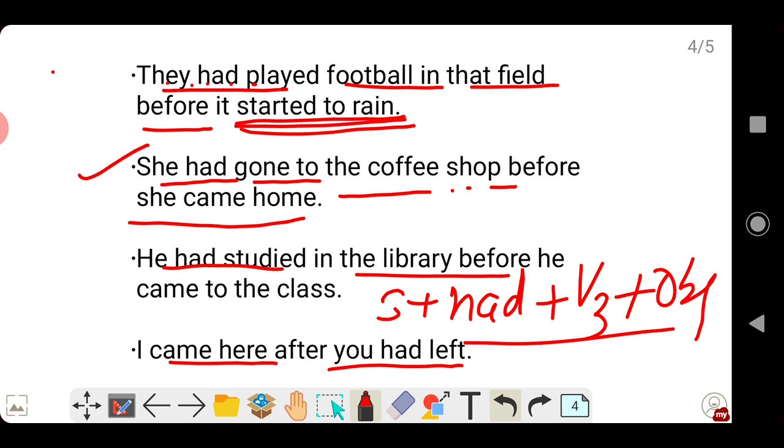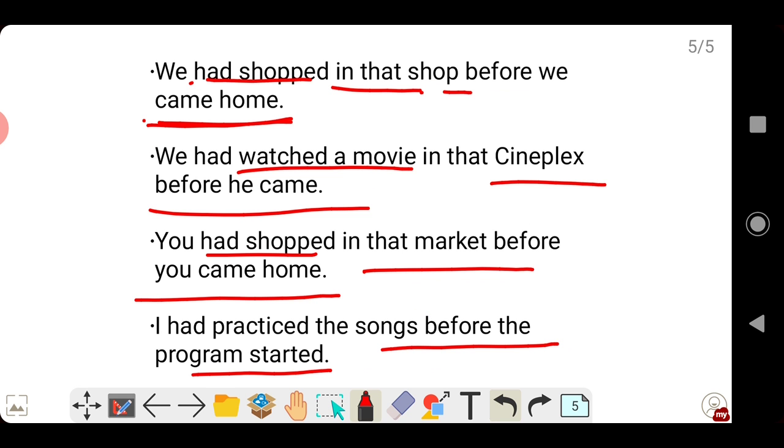Okay, so guys, those examples that we have discussed in front of you are very useful.